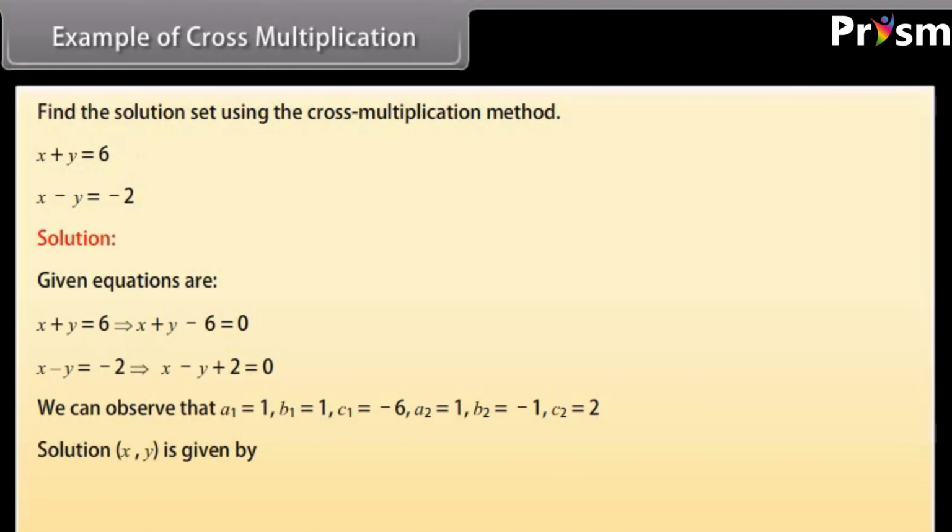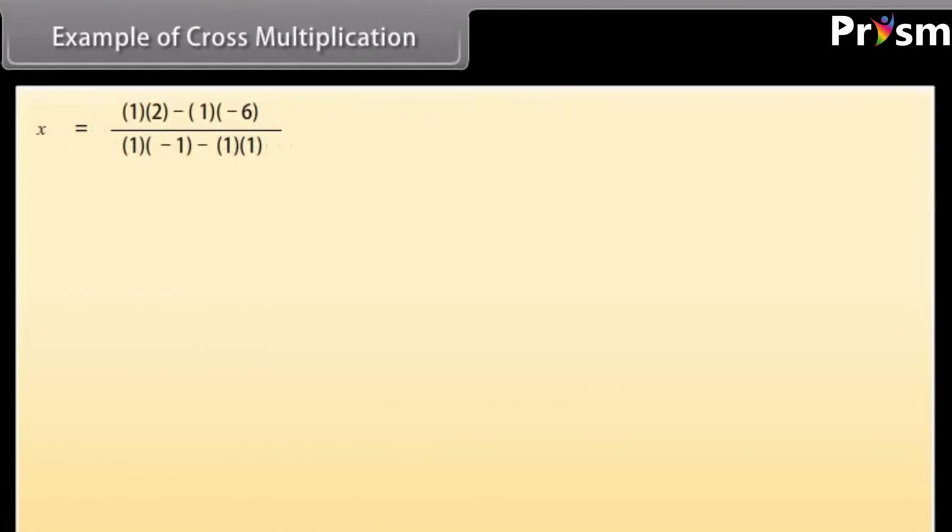The solution x, y is given by x is equal to (b1 c2 minus b2 c1) upon (a1 b2 minus a2 b1). Now by substituting the values we get x is equal to (1 into 2 minus minus 1 into minus 6) upon (1 into minus 1 minus 1 into 1). By calculating we get x is equal to 2.